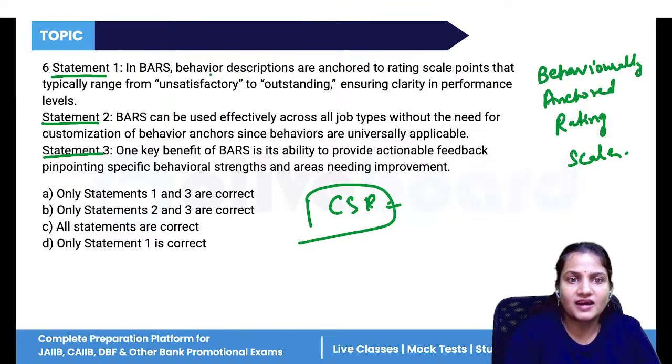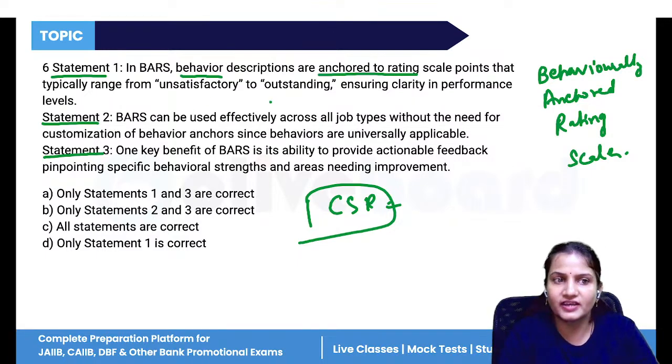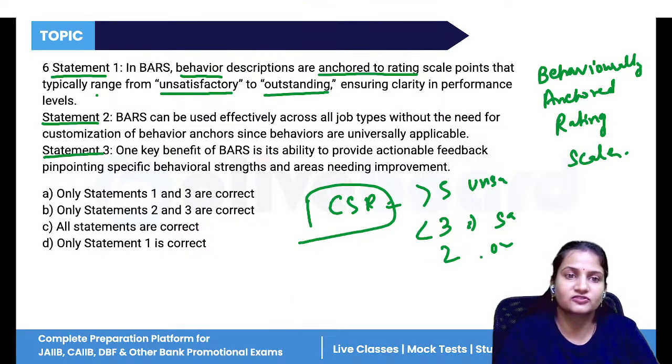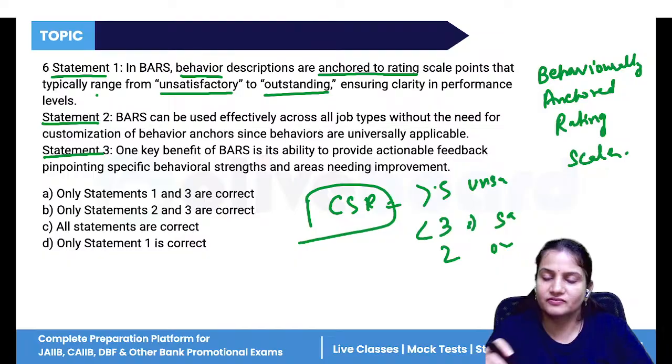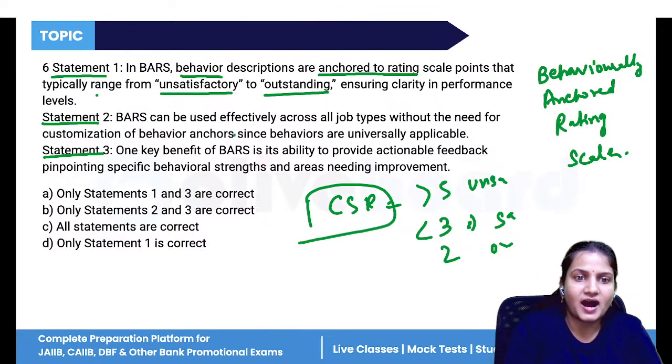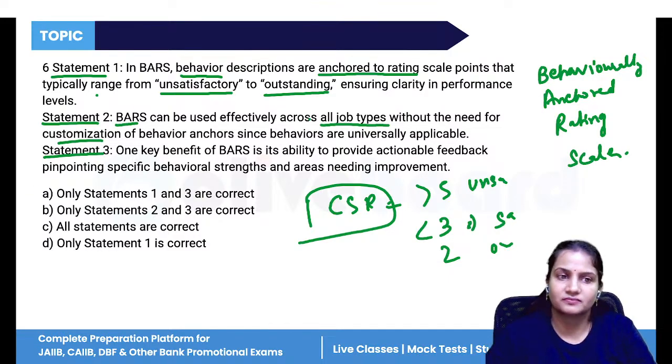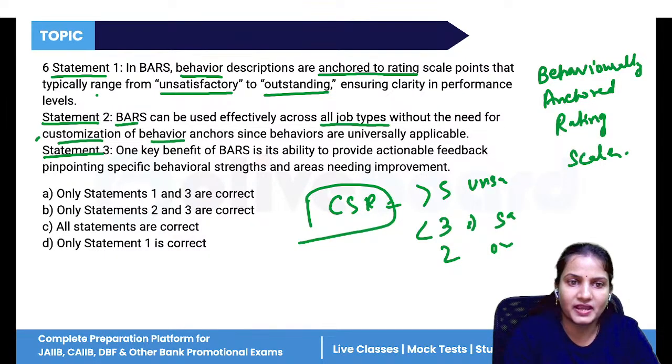So in BARS, behavior descriptions are anchored to a rating scale. Typically, it ranges from unsatisfactory to outstanding. If you have taken more than 5 minutes, it is unsatisfactory. If you have taken less than 3 minutes, it is satisfactory. If you have taken less than 2 minutes, it is outstanding. These are the different rating points given on the basis of your anchors. Can BARS be used effectively across all job types without customization? No. Here, behavior anchors are very important.